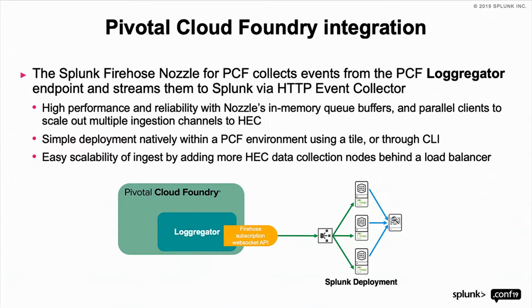So, Pivotal Cloud Foundry integration. The Splunk Firehose Nozzle for PCF, as I mentioned already, collects data or events from the PCF log aggregator endpoint and streams them to Splunk's endpoint, which is Splunk's HTTP event collector. It has high performance and reliability with the nozzle's in-memory queue buffer, which we just went over, and parallel clients, in terms of Go routines or HEC workers. It's easy to scale and a simple deployment. I will go over the installation and deployment in a later section as well.